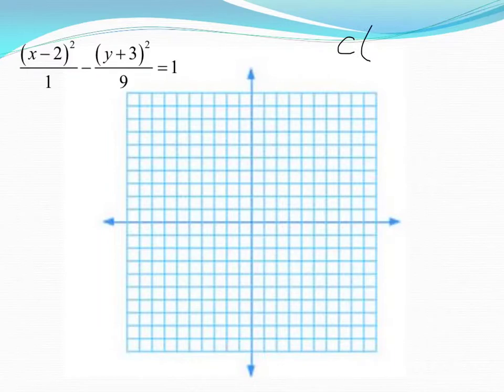(h, k), the center, is going to be (2, -3). Plot that point right there. And remember that the two denominators, like they did for ellipses, represent this x and y radius.